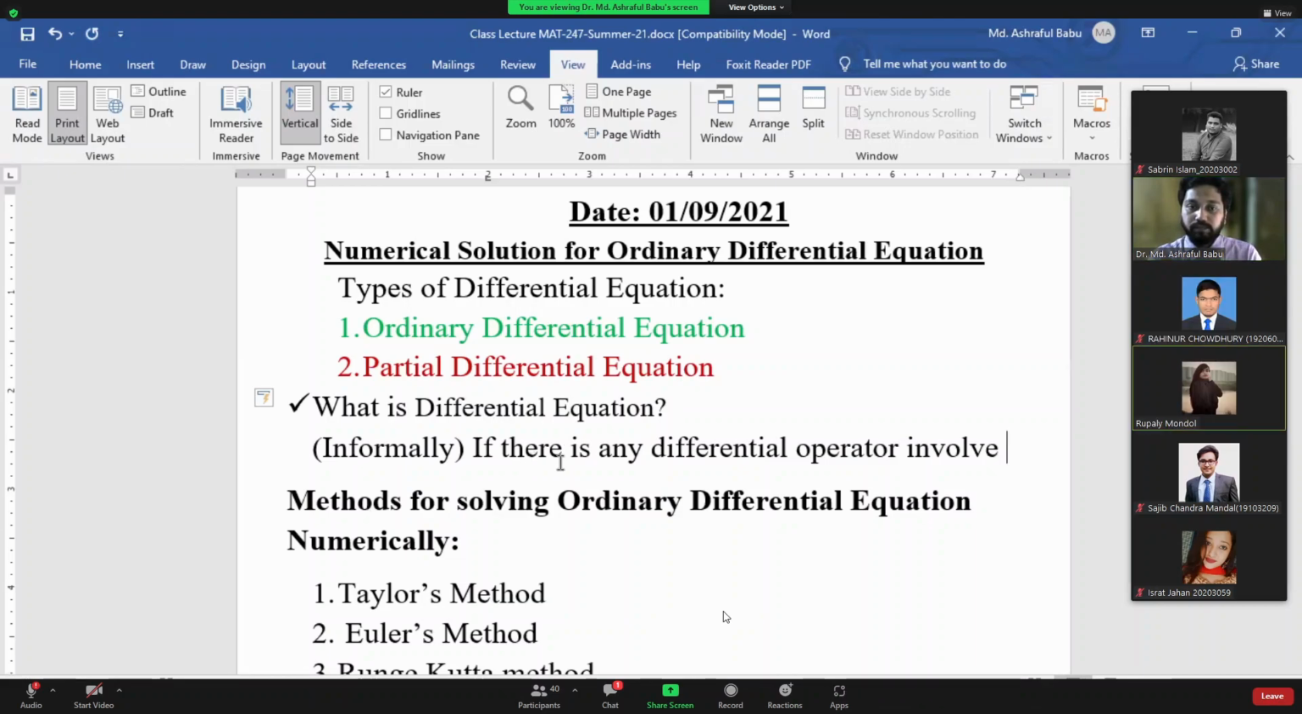So in our final term, is there any theoretical question? I don't know what the theoretical question is.